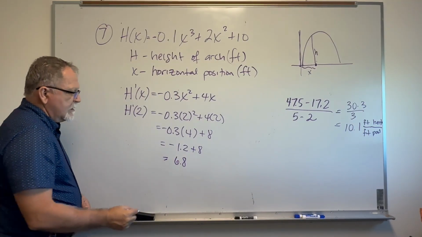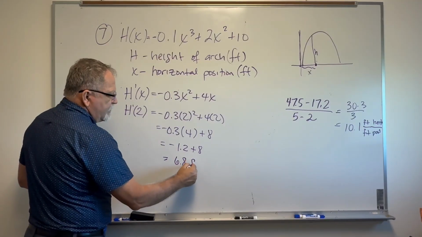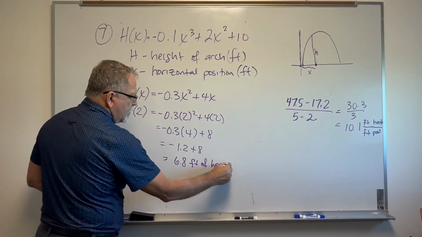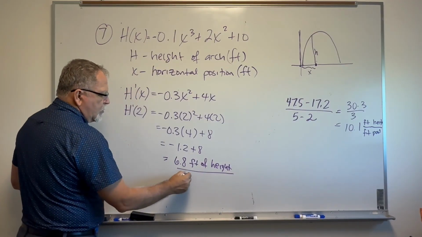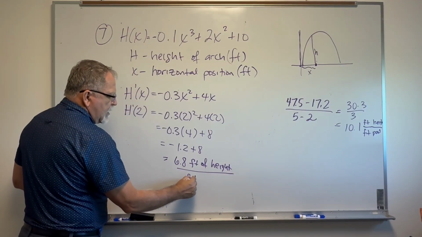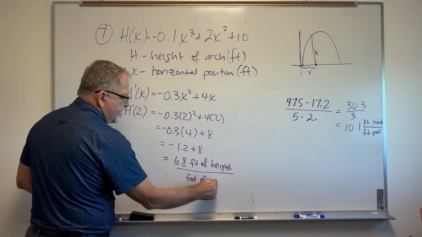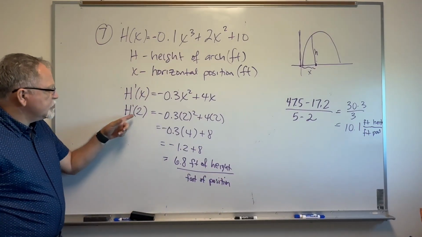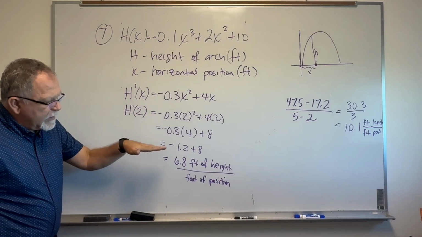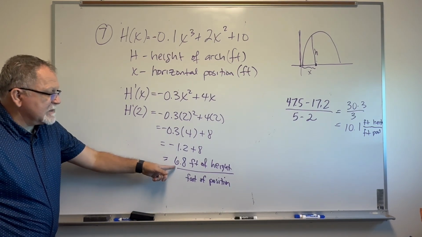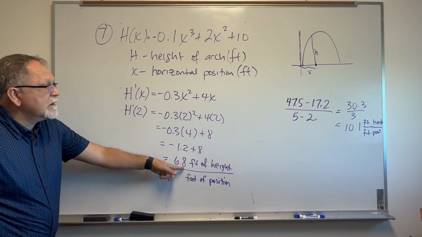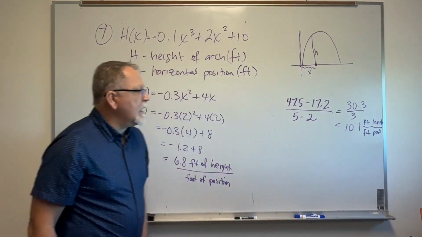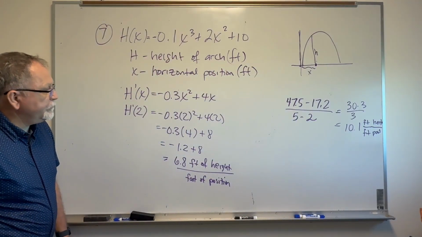So what does that mean? This is 6.8 feet of height per foot of position. So right there at 2, a 1 foot increase in position is expected to increase the height by 6.8 feet. Notice that this is a smaller value than our overall average, which we found over there.